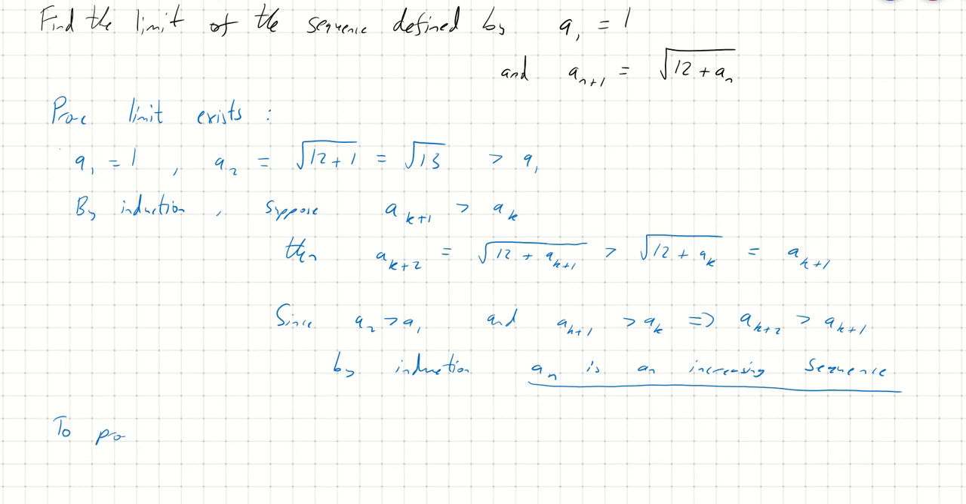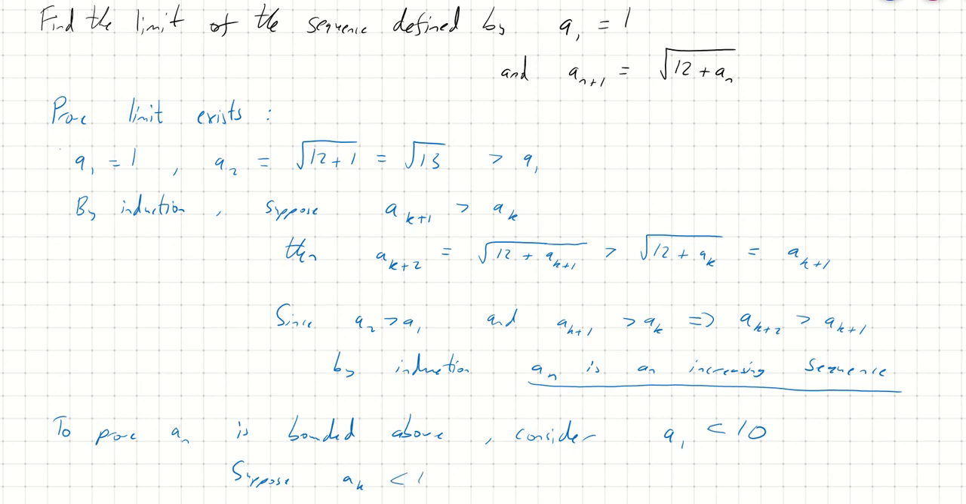To prove a(n) is bounded above, there's lots of ways to prove this. Let's consider a1 is less than 10. Well, we know a1 is less than 10. So we know a1 is less than 10.